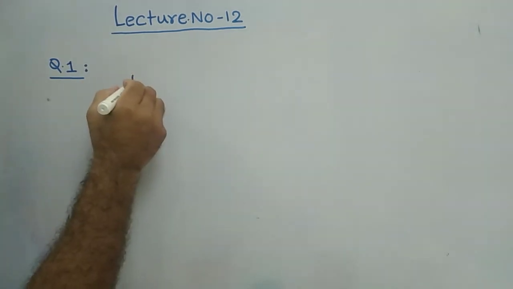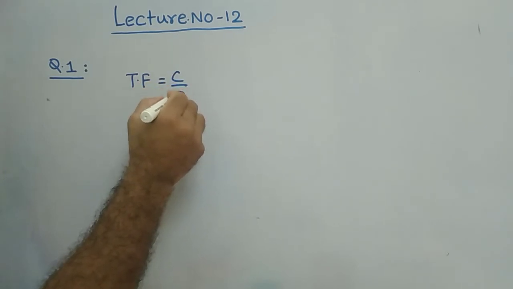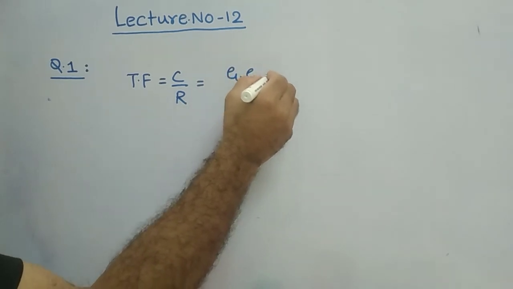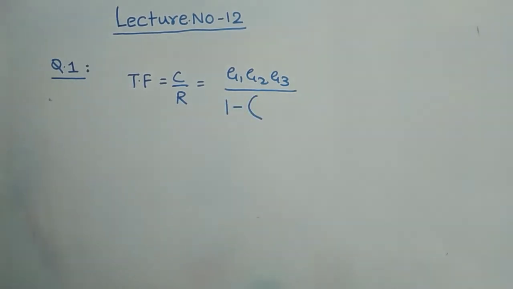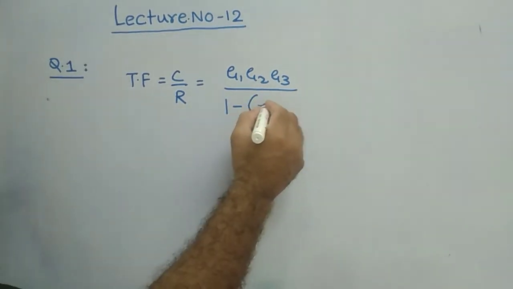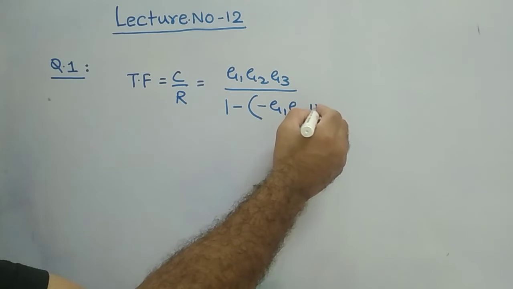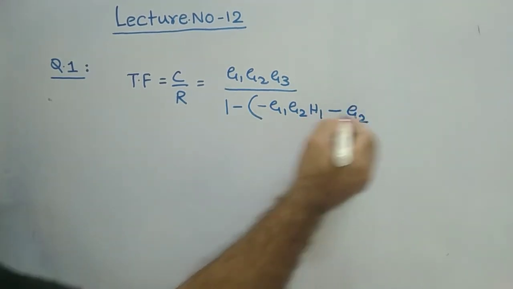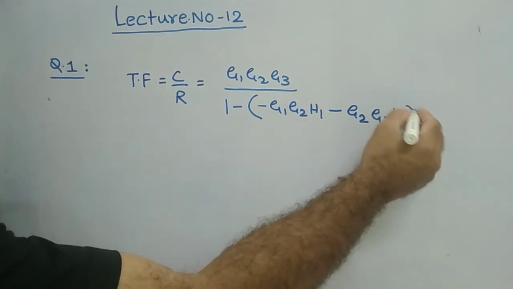So the transfer function C by R is equal to what? G1, G2 and G3 by 1 minus the loop gains. We have seen minus G1, G2, H1 again minus G2, G3, H2.